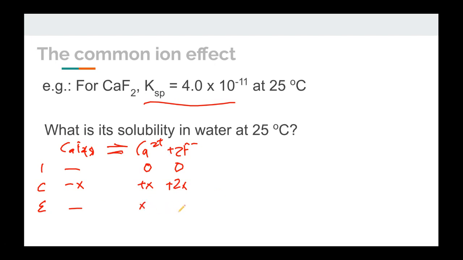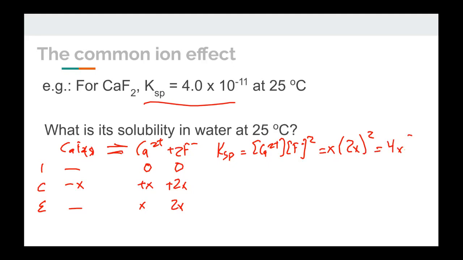At equilibrium then, calcium ion concentration will be x, fluoride will be 2x. Ksp will be equal to concentration of calcium ions times concentration of fluoride ions squared, which is going to be x times (2x) squared, which is 4x cubed, just like in the previous problem. So putting our value of Ksp in here, 4 times 10 to the negative 11th, that's equal to 4x cubed. And we solve for x the same way, divide by 4, take the cube root, and x, which is the solubility, ends up being 2.2 times 10 to the negative 4th moles per liter.